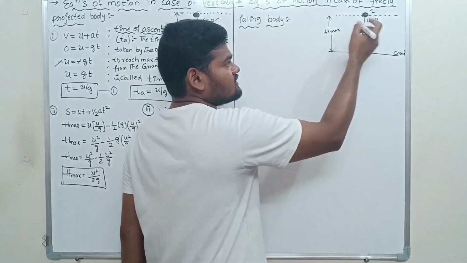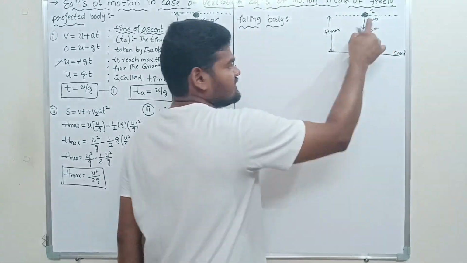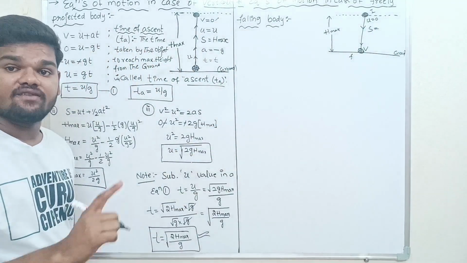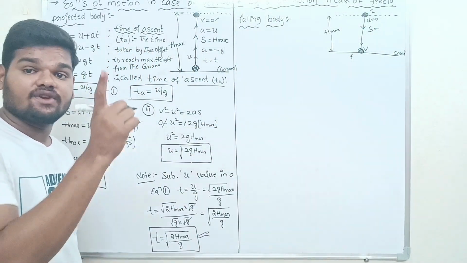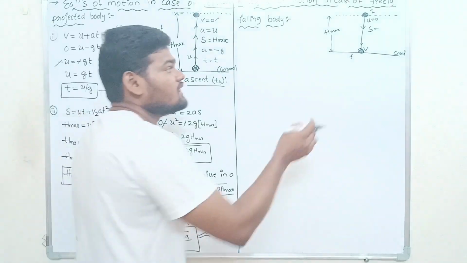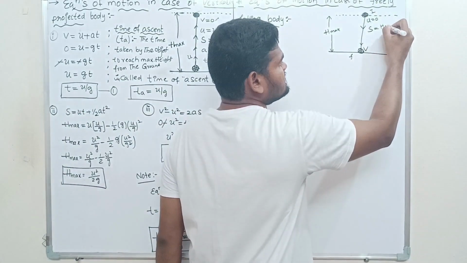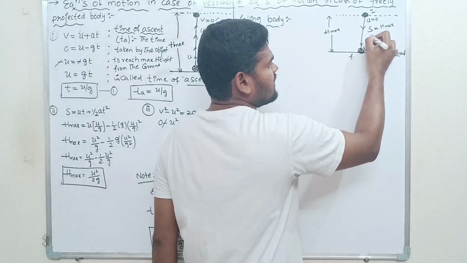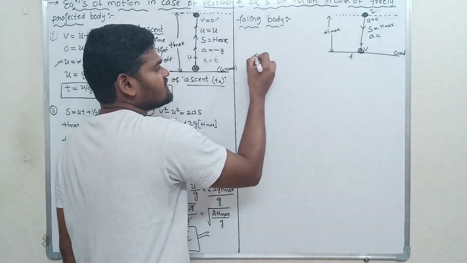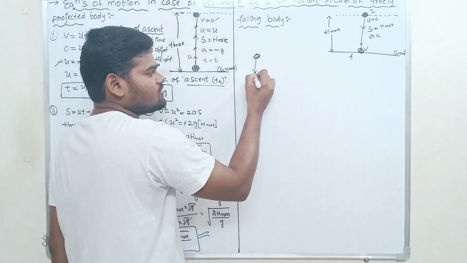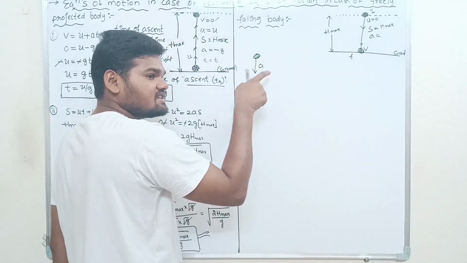Are you getting? So now what is the displacement of the object? The shortest distance between the initial and the final position is called what? Displacement. So displacement is equal to how much? Again, h maximum. Okay. So acceleration due to gravity, a is equal to g. Have a look, the object is moving towards the ground with the acceleration g.